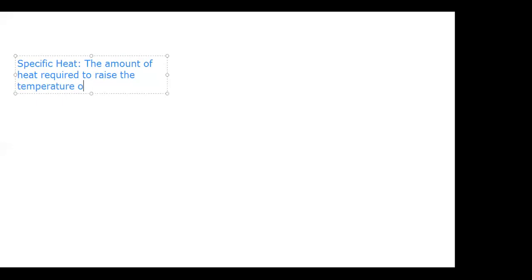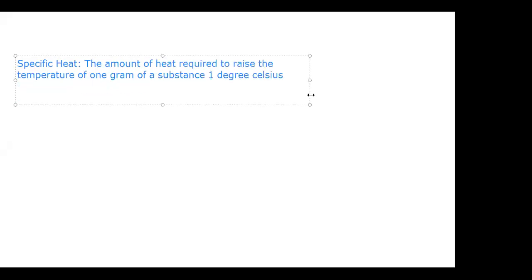So again, just as a quick refresher, specific heat is going to be the amount of heat required to raise the temperature of a substance 1 degree, to raise the temperature of 1 gram of a substance 1 degree Celsius. Okay, so just a quick refresher on what specific heat is. All right.